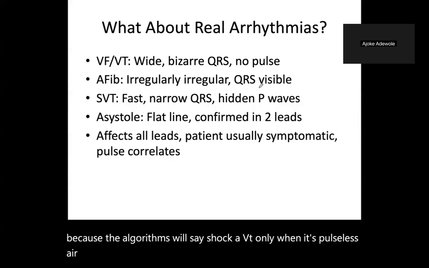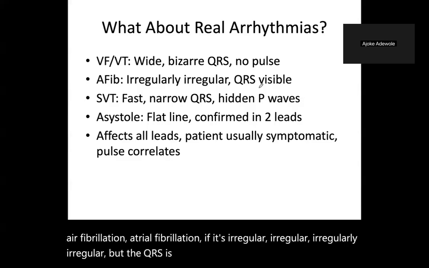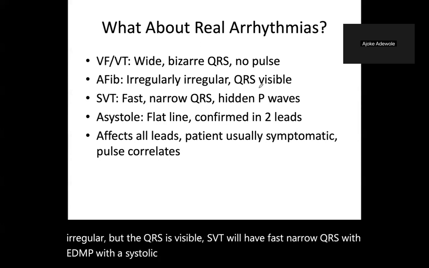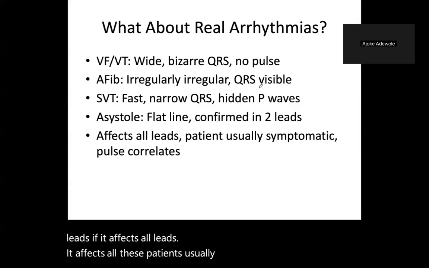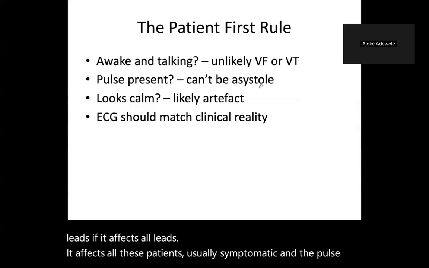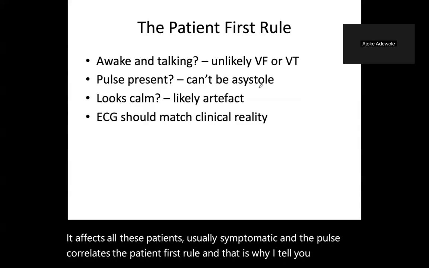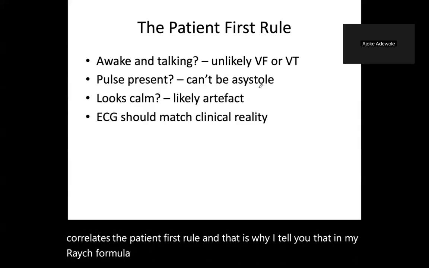Atrial fibrillation is irregularly irregular, but the QRS is visible. SVT, you'll have fast narrow QRSs with hidden P waves. Asystole is a flatline confirmed in two leads. If it affects all leads, the patient is usually symptomatic and the pulse correlates. The patient first rule, and that is why I tell you that in my RAIC formula for being comfortable reading any ECG, the context is king.